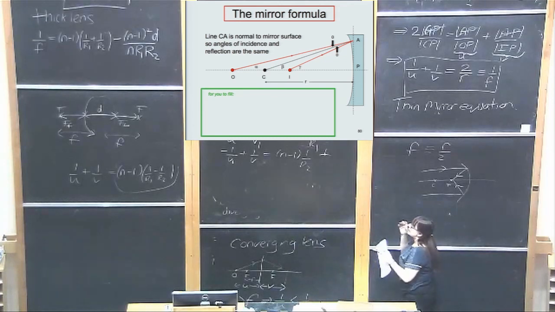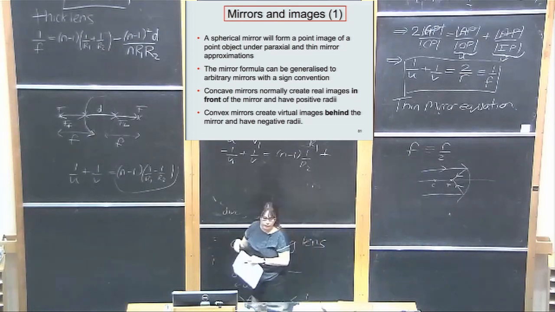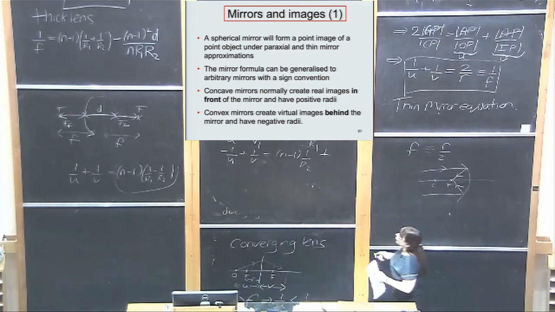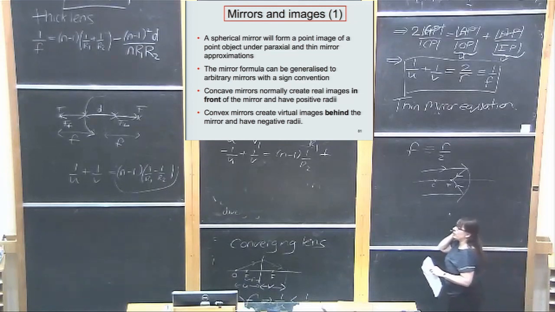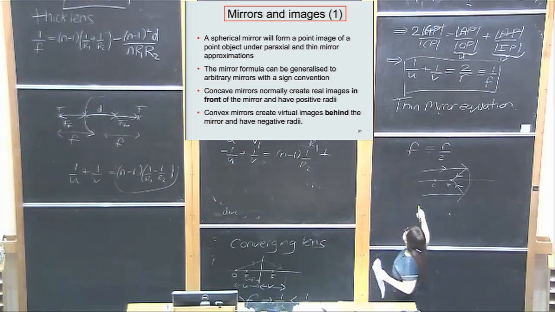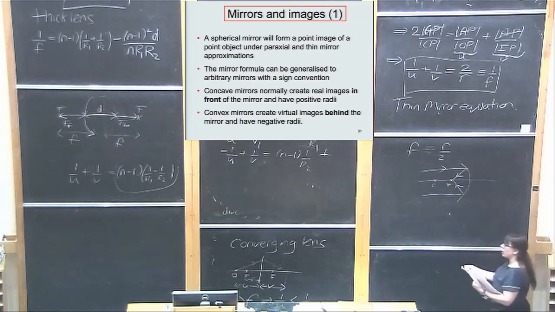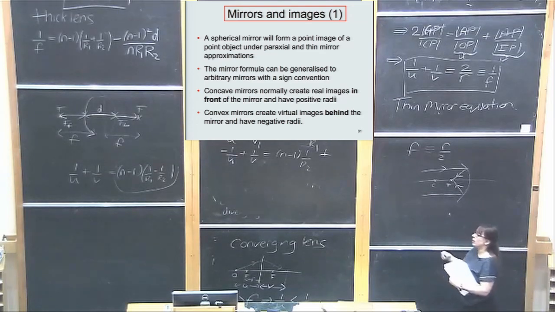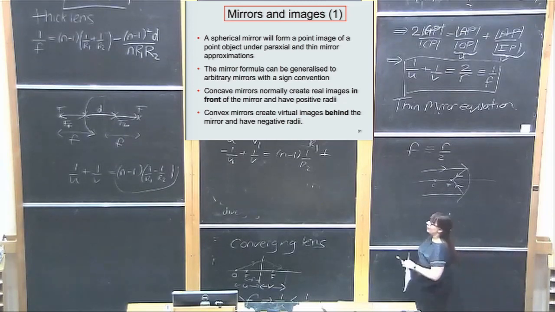Right, so what we've just seen then is that a spherical mirror will form a point image of a point object according to this equation under the approximations we've used, which are the paraxial and the thin mirror approximations. So just the same as the lens formula, this equation can be generalized. The lens equation was valid for both converging and diverging lenses and for real and virtual images. So is the mirror formula, again, as long as we use an appropriate sign convention.